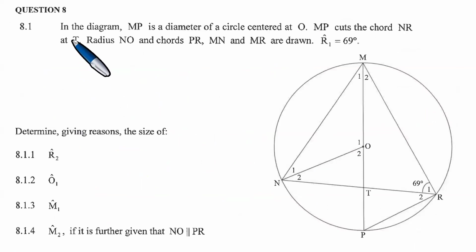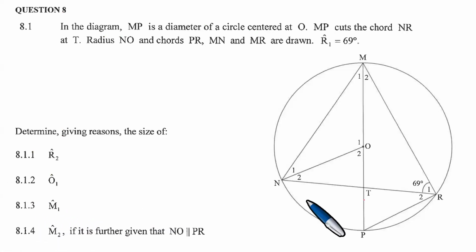Right, the next question is this one. In the diagram, MP is the diameter of a circle. So MP passes through the center of a circle centered at O. MP cuts the chord NR at T. Radius NO and chords PR, MN, and MR are drawn. The angle R1 equals 69 degrees.